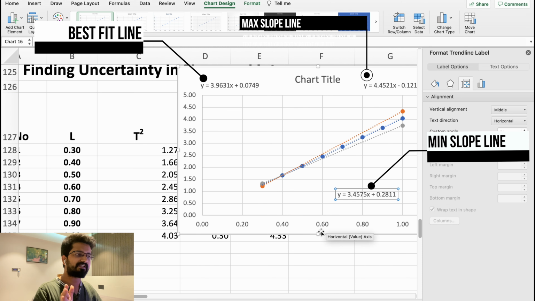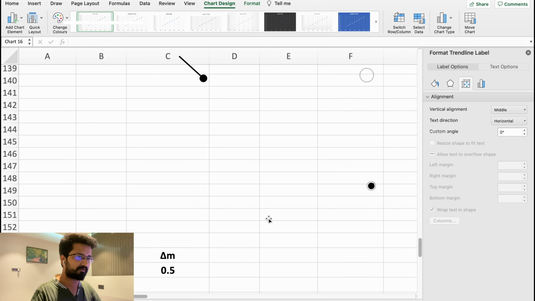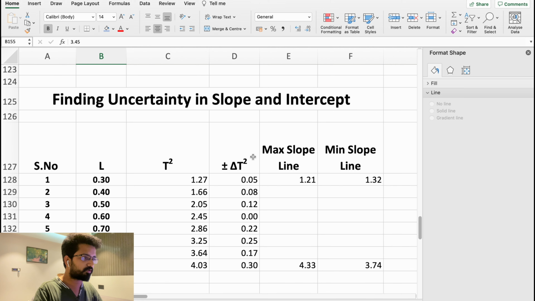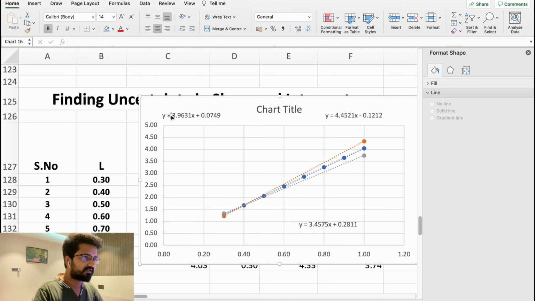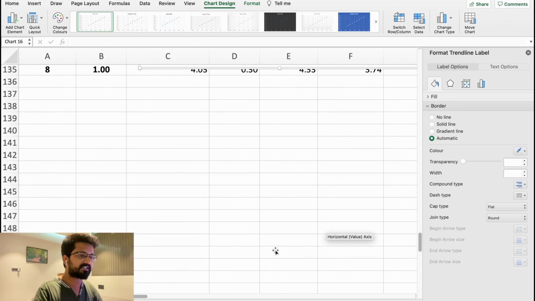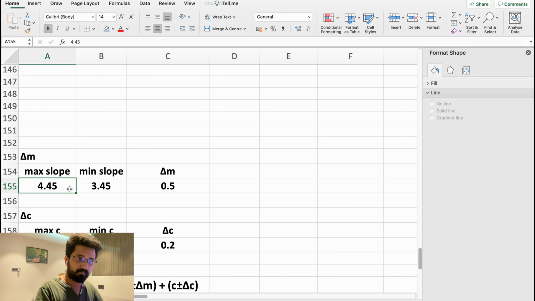So let me write down the values of everything at the bottom over here. Okay, so I have max slope, the slope of the maximum slope line, and min slope stands for the slope of the minimum slope line. Let me show you over here. As you can see, this is the slope of the maximum slope line, whereas this is the slope of the minimum slope line, right? Perfect. That's what I've noted down over here: slope of the maximum slope line, slope of the minimum slope line.